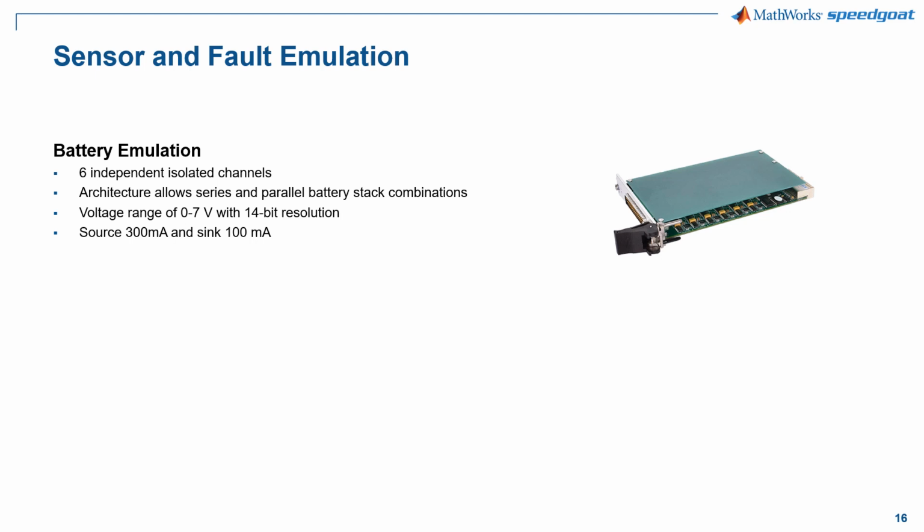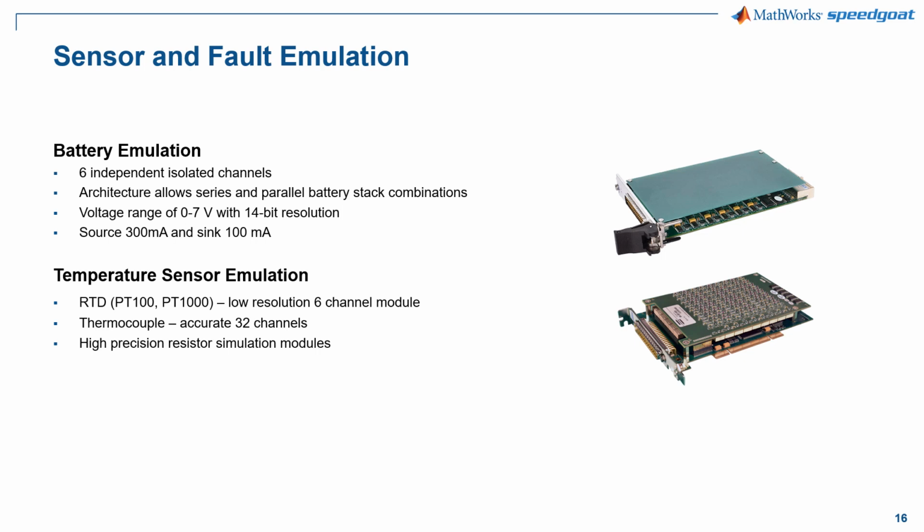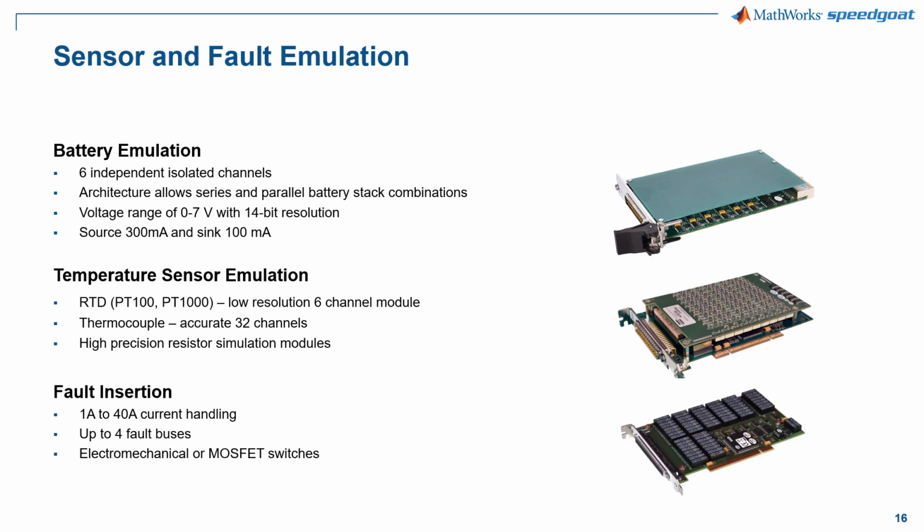In addition to battery voltage emulation, we need temperature sensor emulation cards and fault insertion card to complete the BMS HIL setup. SpeedGoat provides various options for temperature sensor emulation card and fault insertions. In our demonstration, we have only used IO991 for battery voltage emulation. Now, let's see live demonstration for BMS HIL testing.